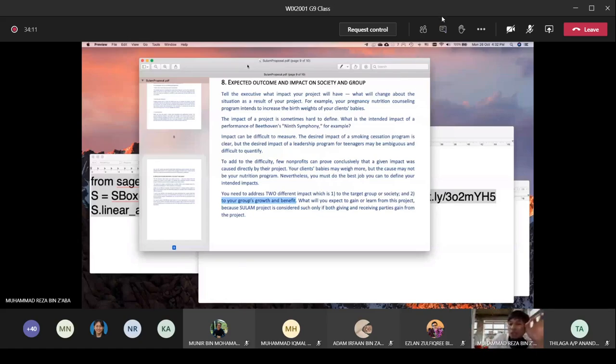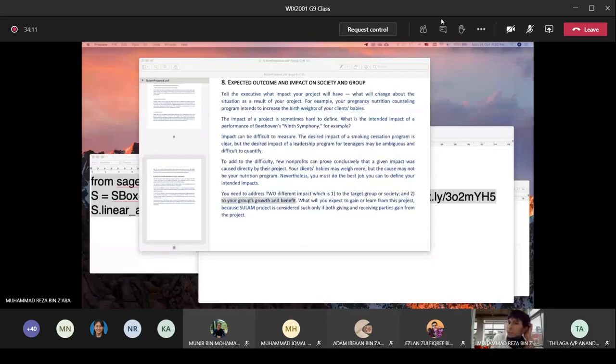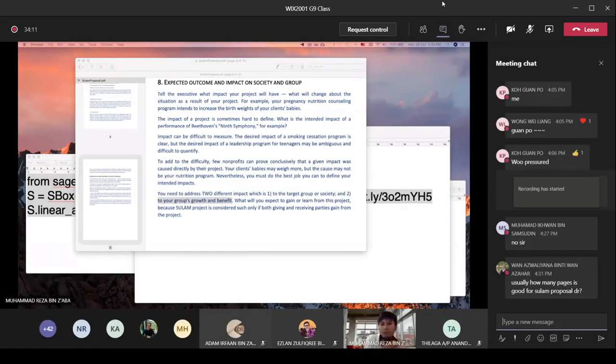So reduce the amount of flowery decorations in your paragraph. Okay. I like statements that are straight to the point. So to answer your question, there's no definite limits on the number of pages, but please ensure that whatever information that you put in your proposal is sufficient for people to understand your proposal.